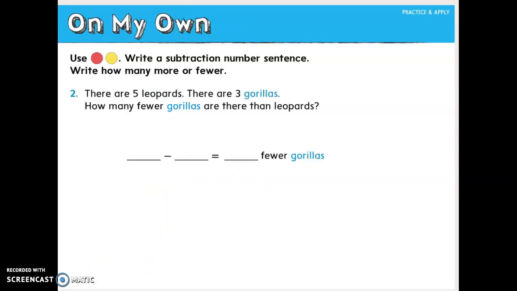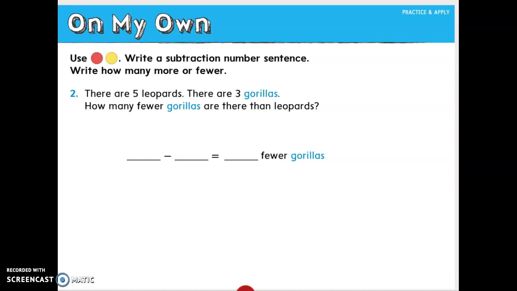All right, so now we are on the On My Own page. So I'm going to read these and go through them with you since it is a little bit more complicated. All right, so we're going to use our dots. I'm going to go ahead and get out my dots right now. And we're going to read using our dots. We're going to write a subtraction number sentence, write how many more or fewer.